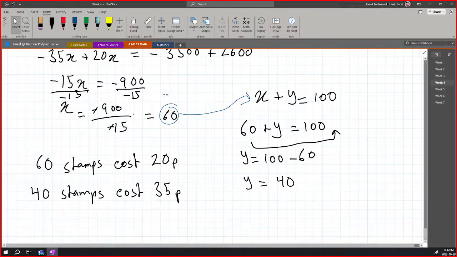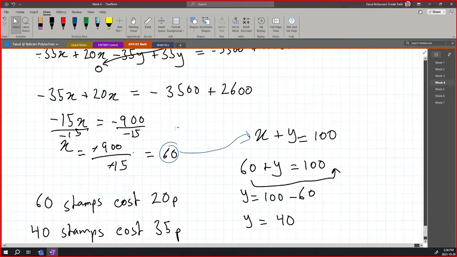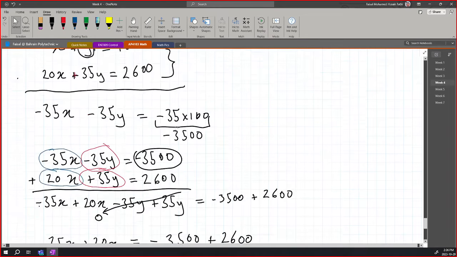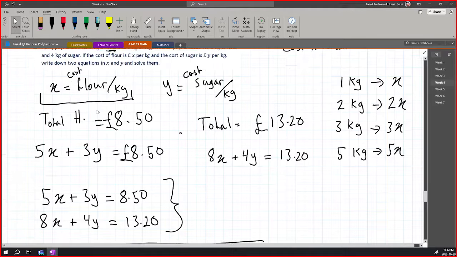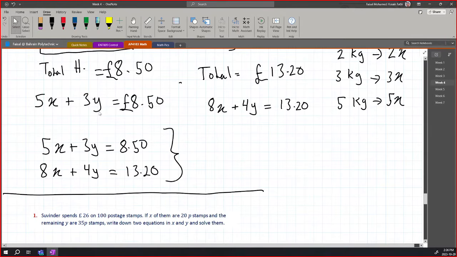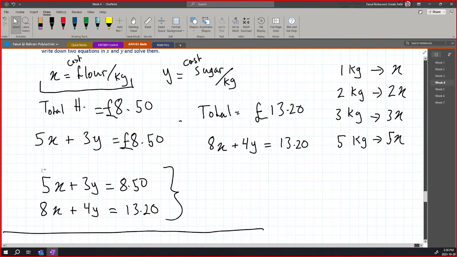Any questions in general about these questions now? Okay, since there's no questions, do you want me to solve this one too? Let me solve this one too, just a simultaneous equation.